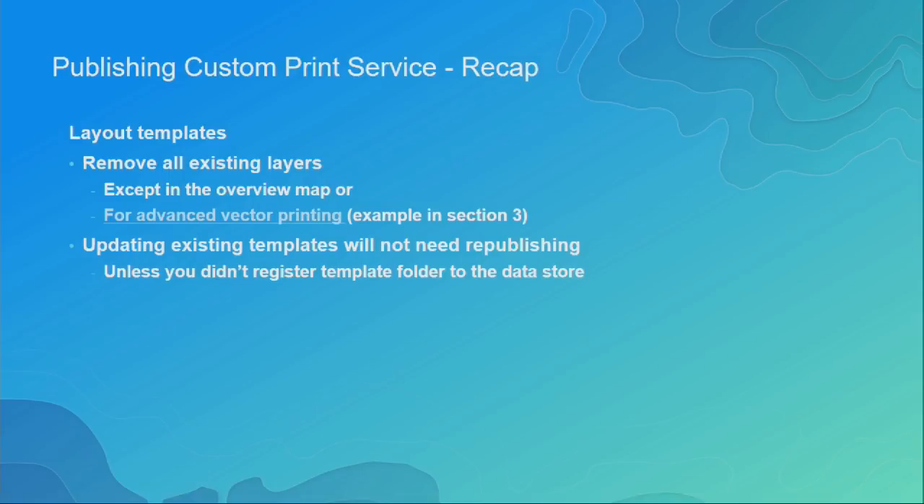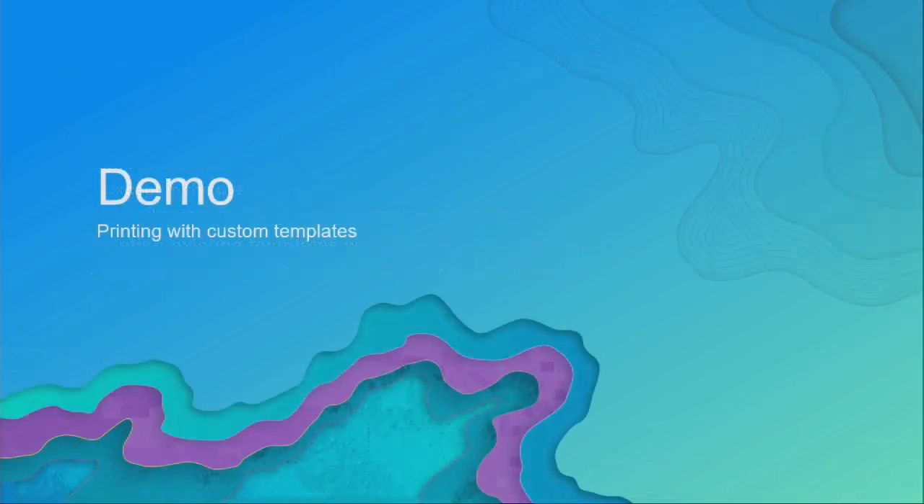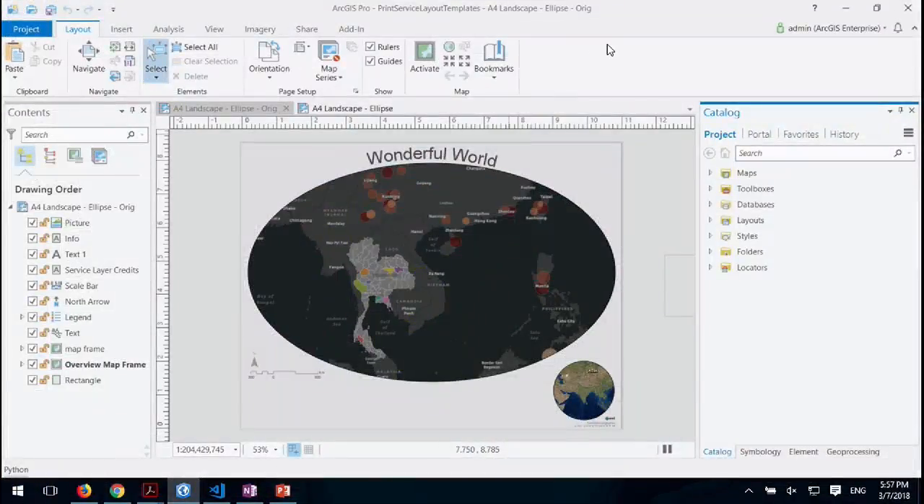If you update existing templates, as Tanu indicated, you will not need to republish the service unless you didn't register the template folder to the data store, in which case we've copied them. If you're a savvy user, you could go find those. But generally, if you're going to do an update mechanism, register a folder in a data store and update them at the data store path. All right, we'll flip it over to Tanu again, who's going to demo custom templates.